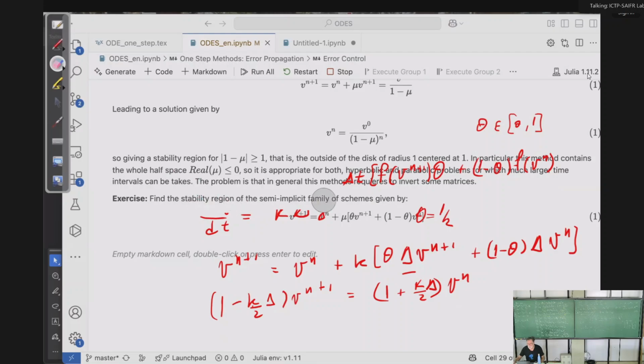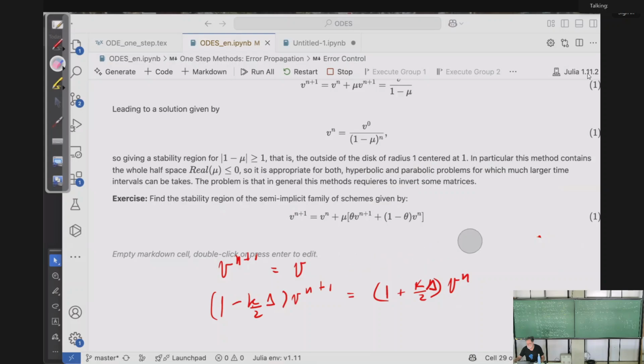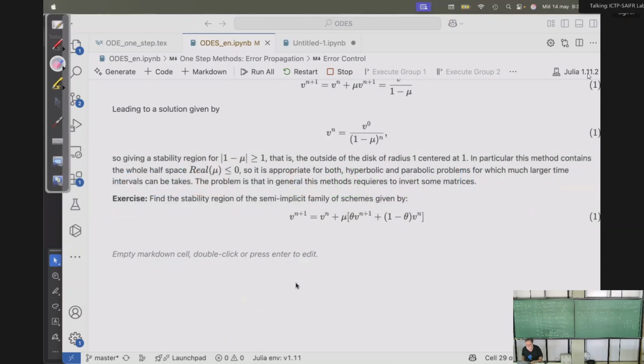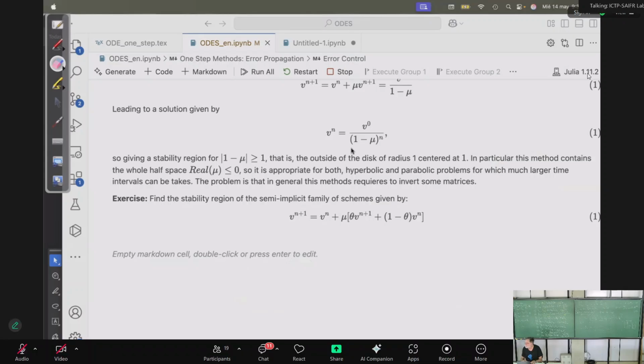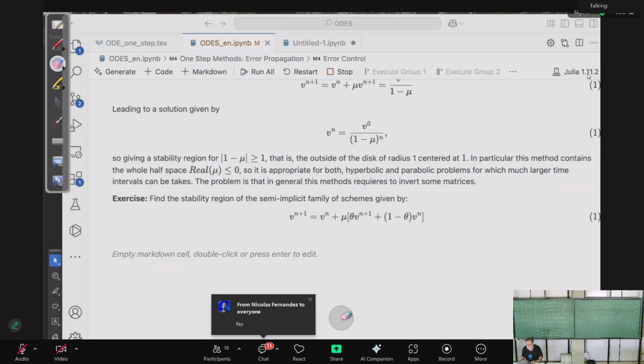So this is more or less all what we need about ordinary differential equations to go to the partial differential equations. So are there questions? Are there questions? No questions? Let me look at the chat. No? Okay.